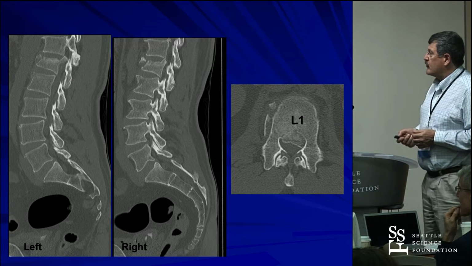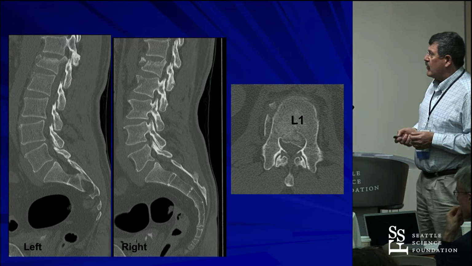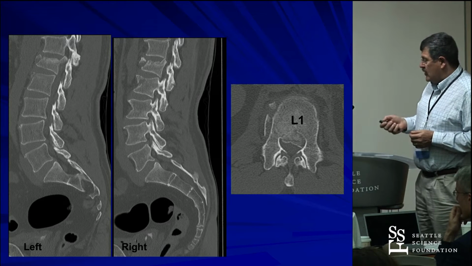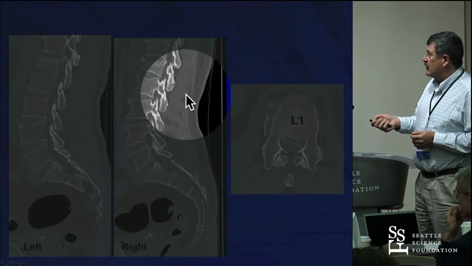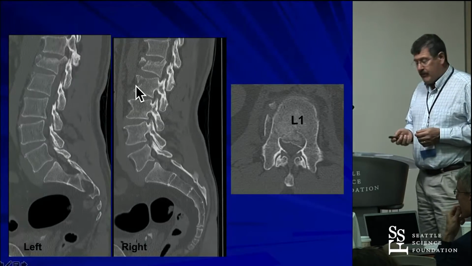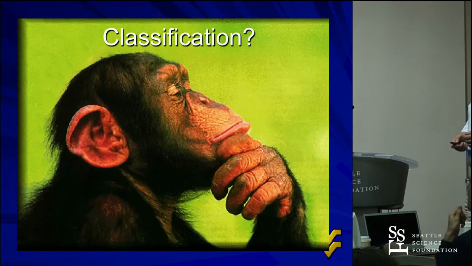You can see a little closer up, look at the fracture. You can see the retropulsed fragment creating this deficit. You can see he also has a little bit of fracture through one of the facets in the posterior elements. So how do we do this?